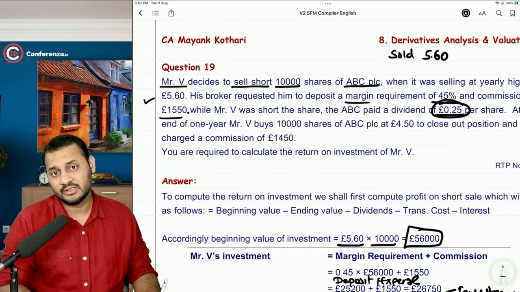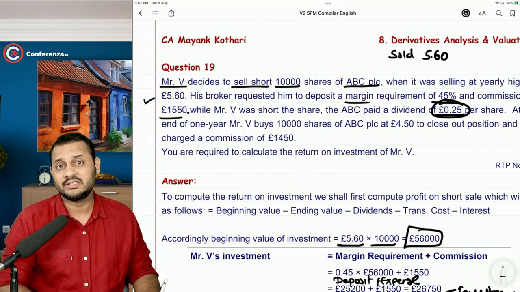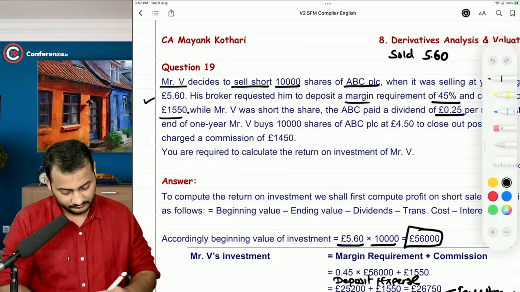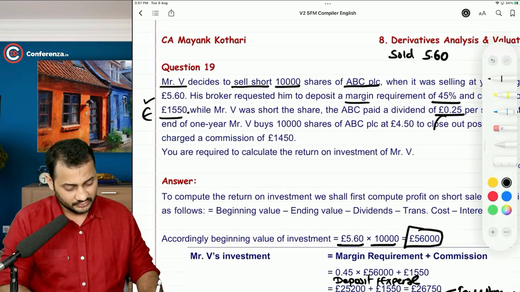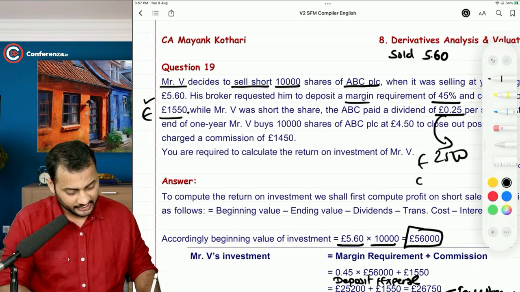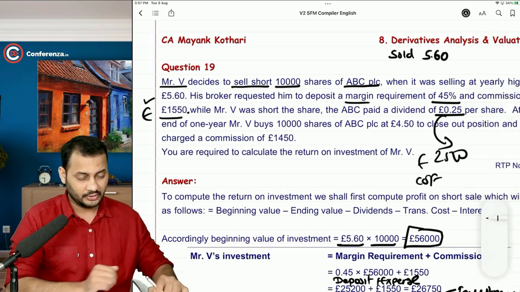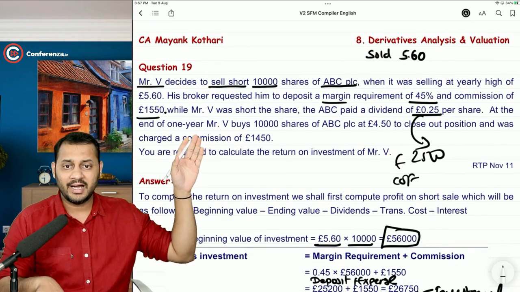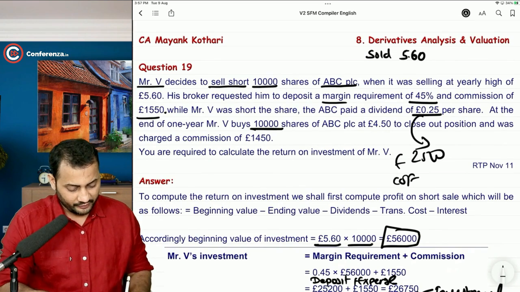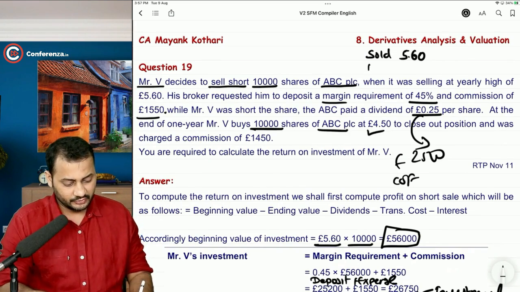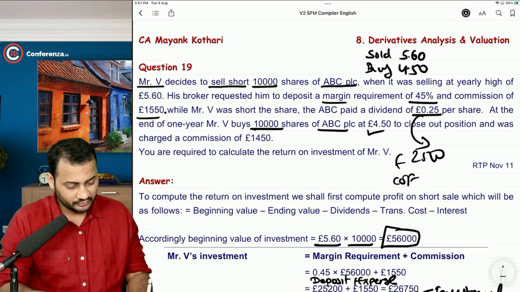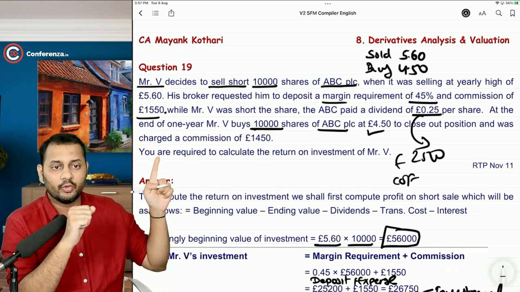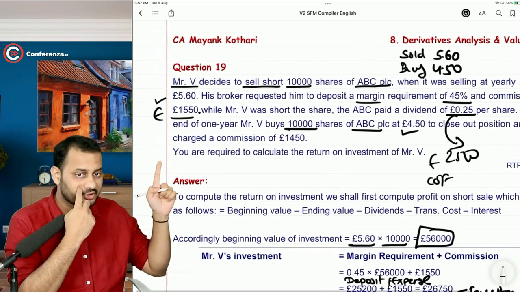0.25 into 10,000, that becomes 2,500 rupees. That is also your expense. 2,500 is also your expense and cash outflow as well. Now please read it further. At the end of year, Mr. V buys 10,000 shares of ABC at 4.5. So you will buy it back at 4.5. So the difference between these two is your profit. To close out the position, he was charged a commission of 1450.